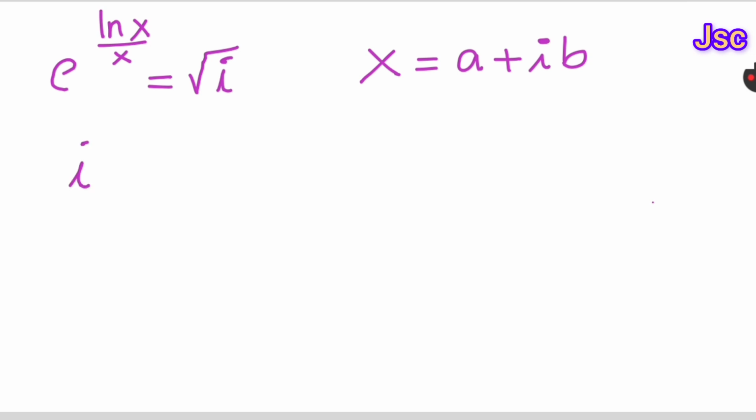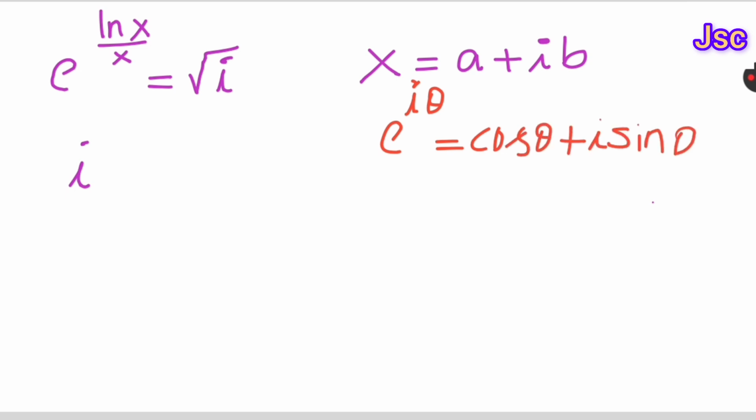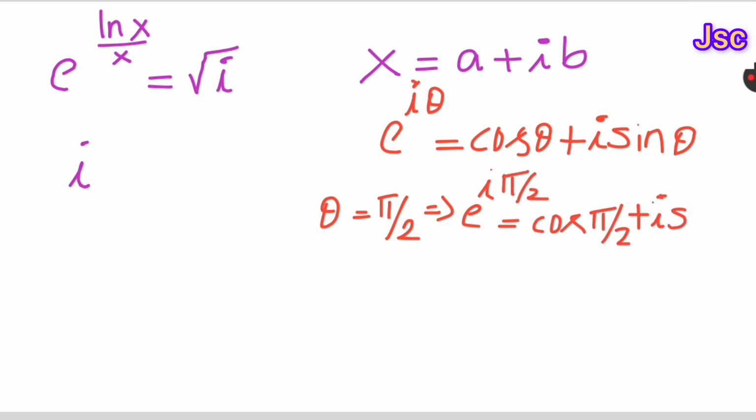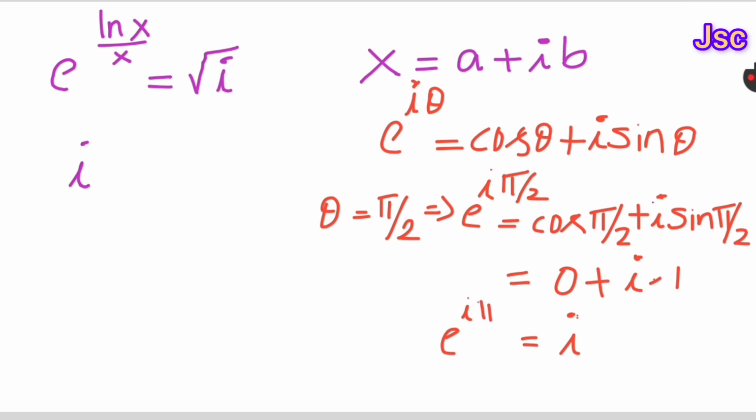To find i, you have to recall Euler's identity, which is e raised to power of i theta, that is equal to cos theta plus i sin theta. Our goal is to find the i value, so instead of theta I am going to substitute pi by 2. Then e raised to power of i times pi by 2 is equal to cos pi by 2 plus i sin pi by 2. We know that cos pi by 2 is 0, plus i times sin pi by 2, whose value is 1. So the right hand side is 0 plus i, which gives only i. So i is equal to e raised to power of i pi by 2. So we found the i value.